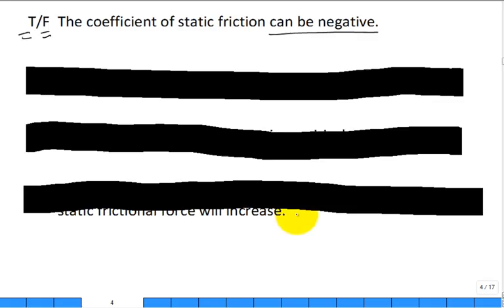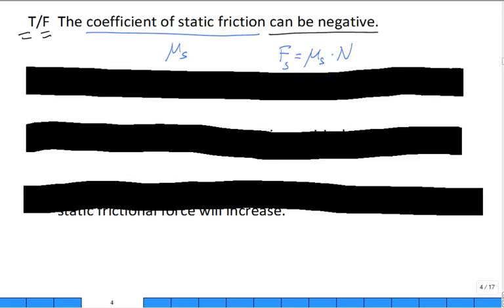Well, what is our symbol for the coefficient of static friction? Isn't that mu subscript s? And how would we use it? We'd say the limiting frictional force is that coefficient of static friction times the normal force. But if you allowed mu sub s to be negative, you'd actually change the direction. It'd be in the direction of P. It doesn't make any sense that it would be negative.